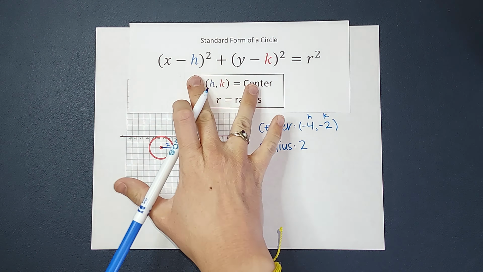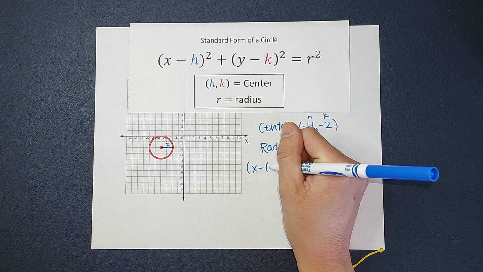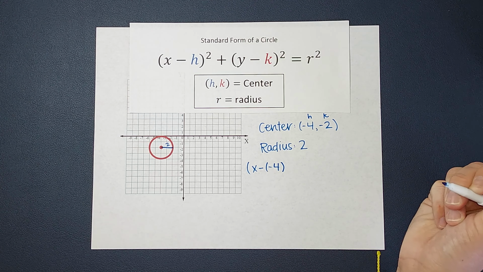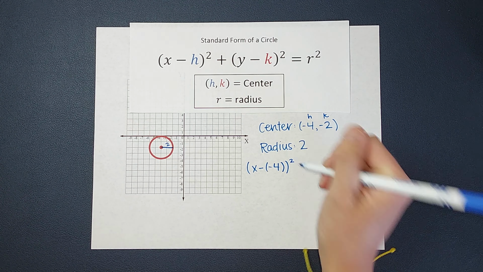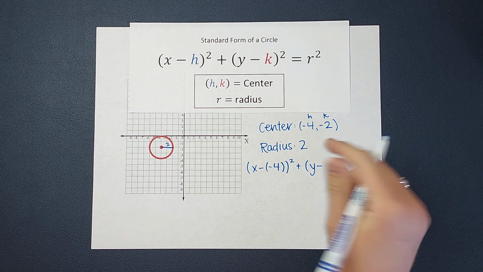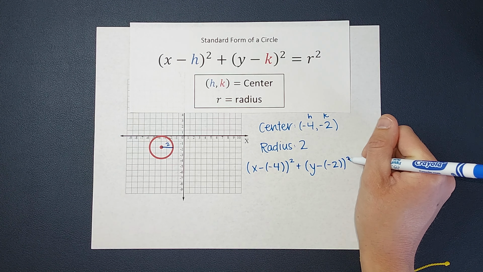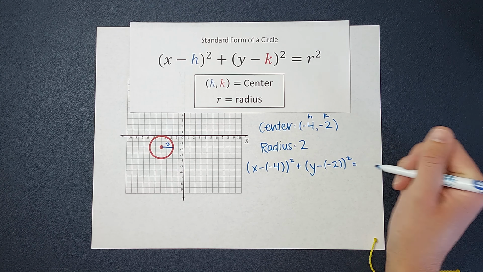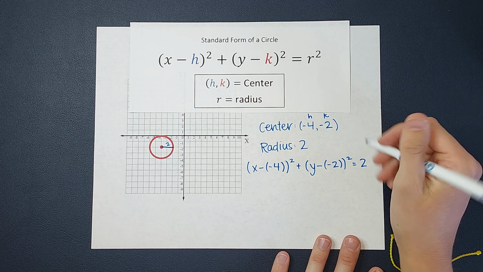Now I'm going to fill in this equation. I'm going to have x minus h, which is -4. We need to make sure we write both the negatives. There's going to be a lot of parentheses for a second, but we'll simplify it down. So we've got (x minus -4) squared plus (y minus k, which is -2). Again, we have to write both the negatives and just have a parenthesis party. And then that's going to be equal to my radius, which is 2 squared.